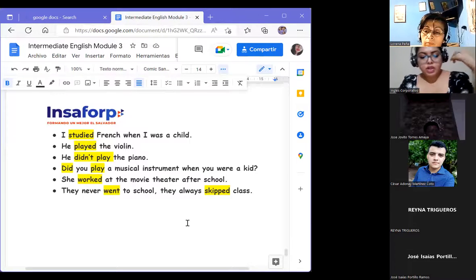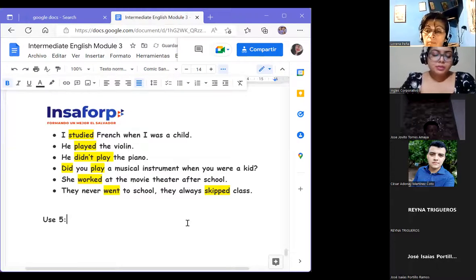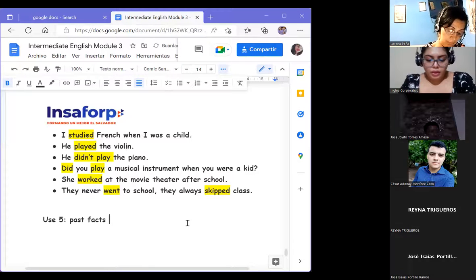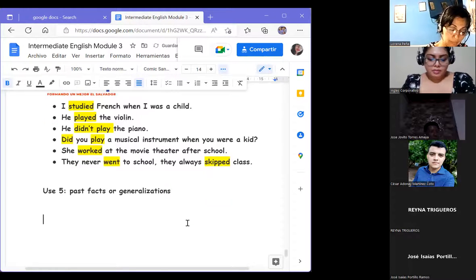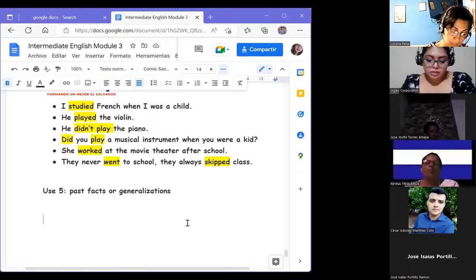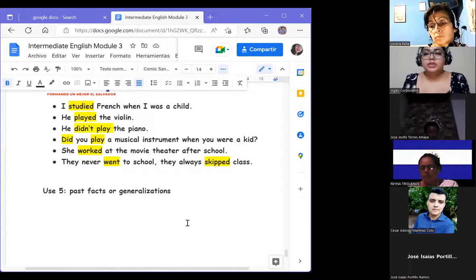Then we have use number five, that is the last use for this structure. And it is past facts or generalizations. And it says the simple past can also be used to describe past facts or generalizations which are no longer true. As in use four, this use of the simple past is similar to the expression used to.